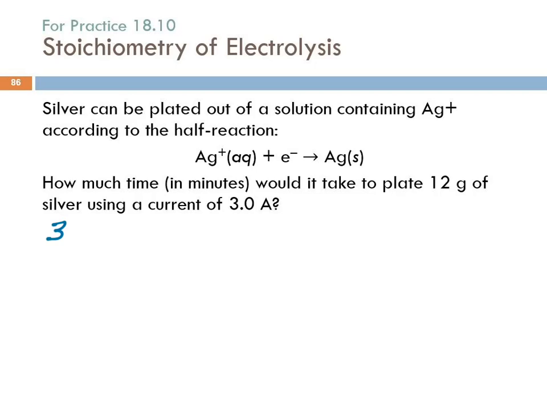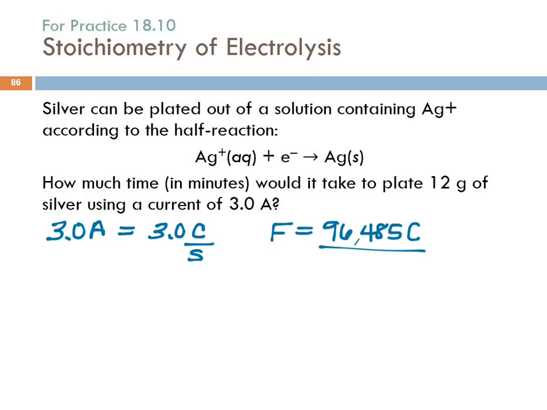Well, what is 3 amps? 3 coulombs per second, right? And then we have Faraday's constant, 96,485 coulombs per mole of electrons.